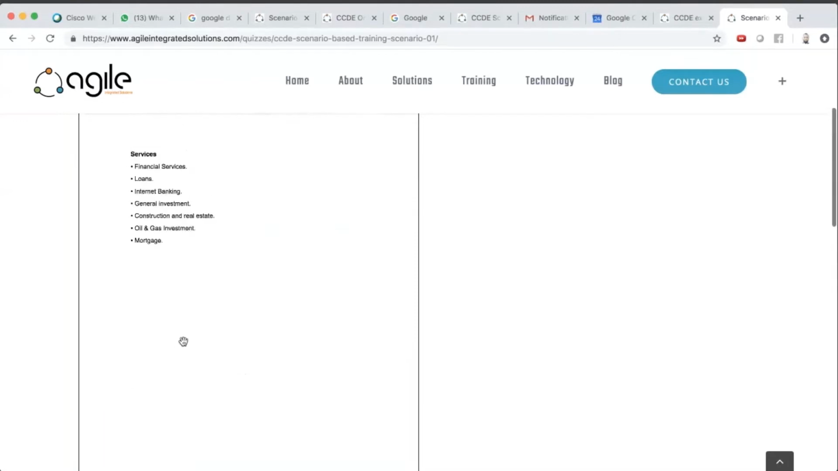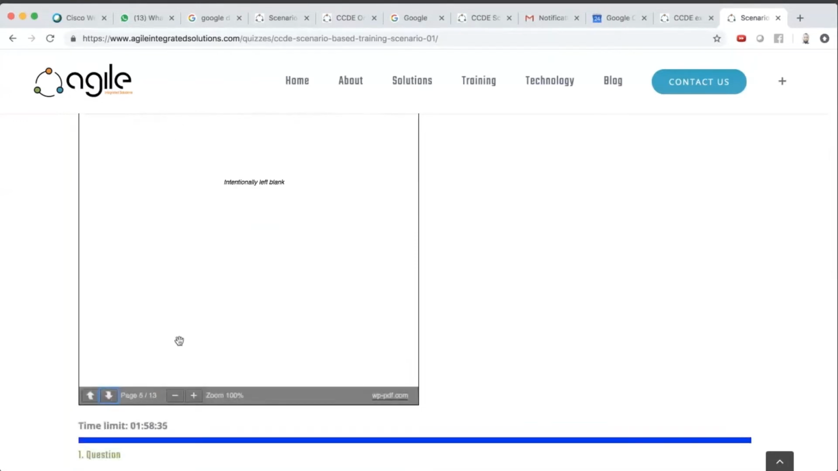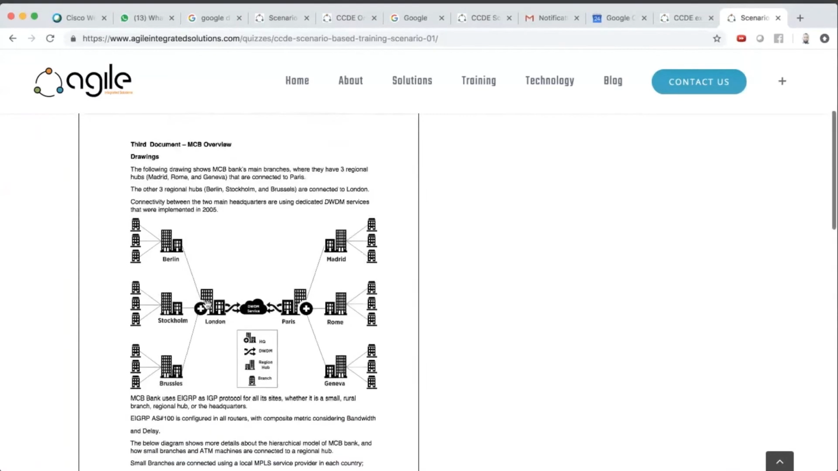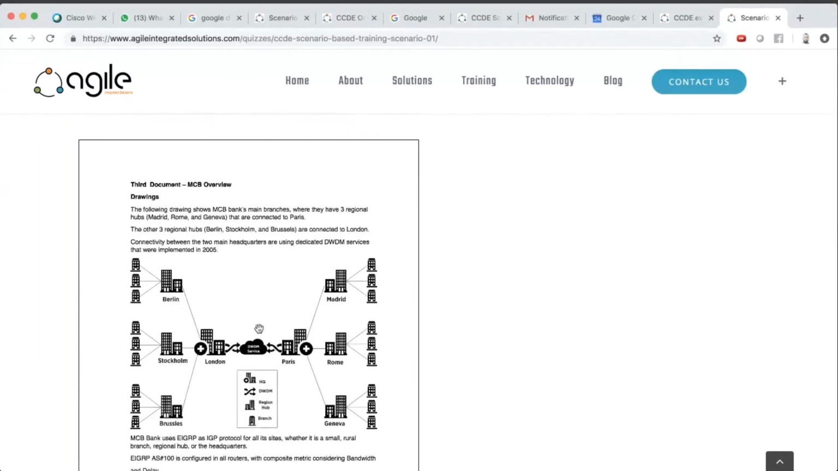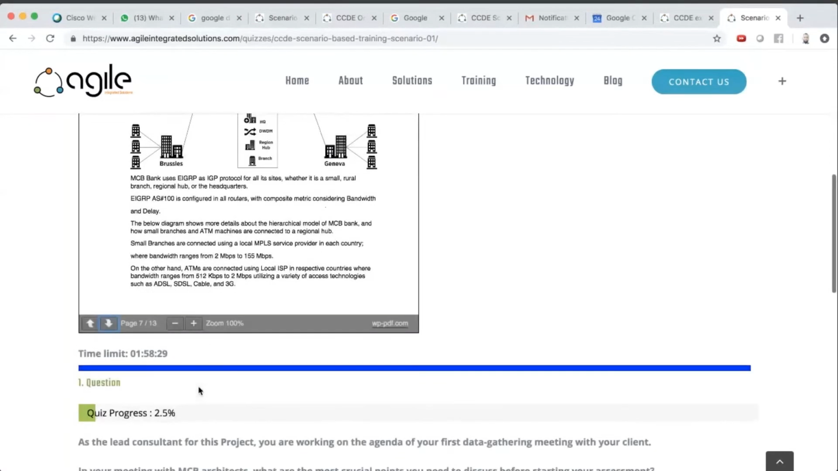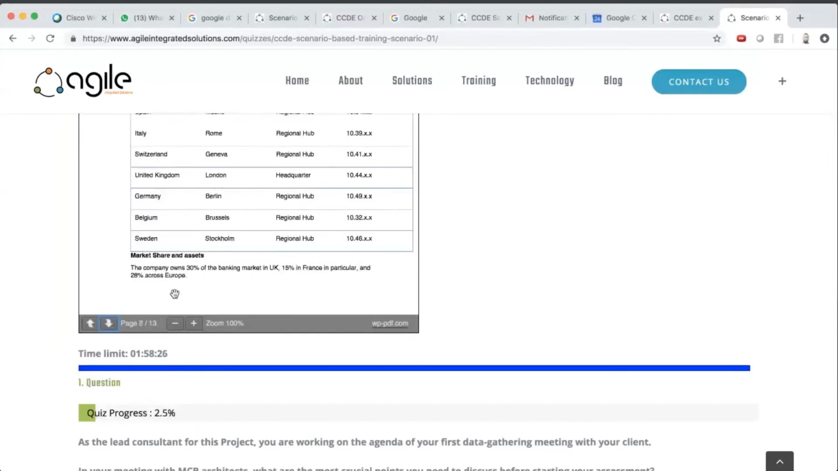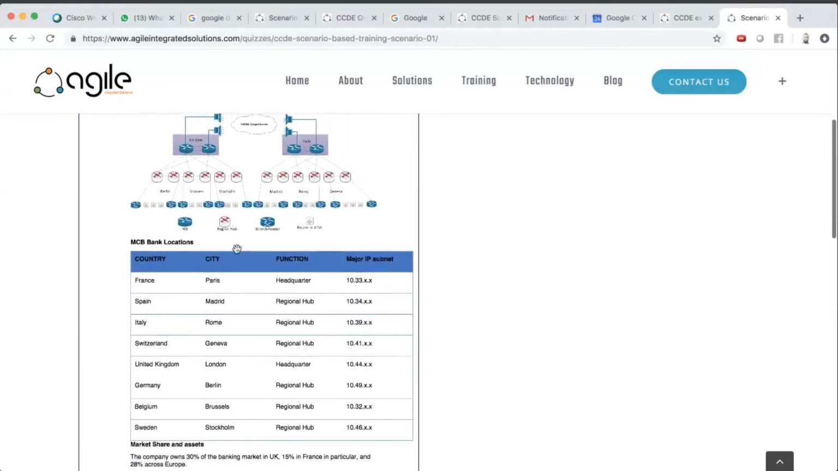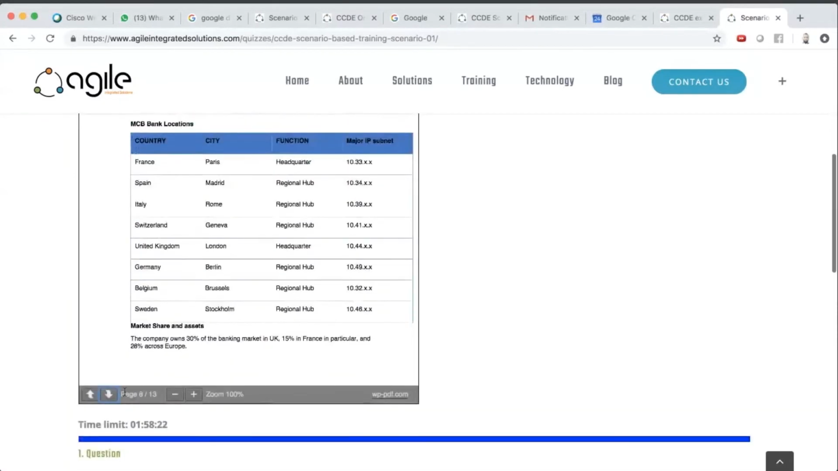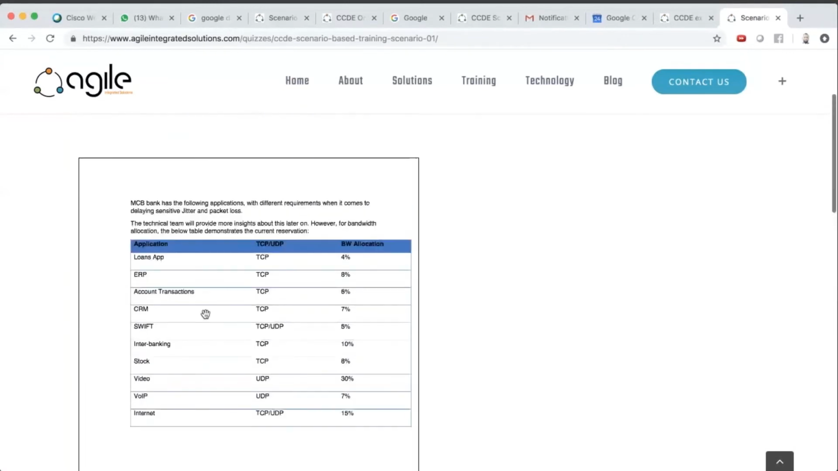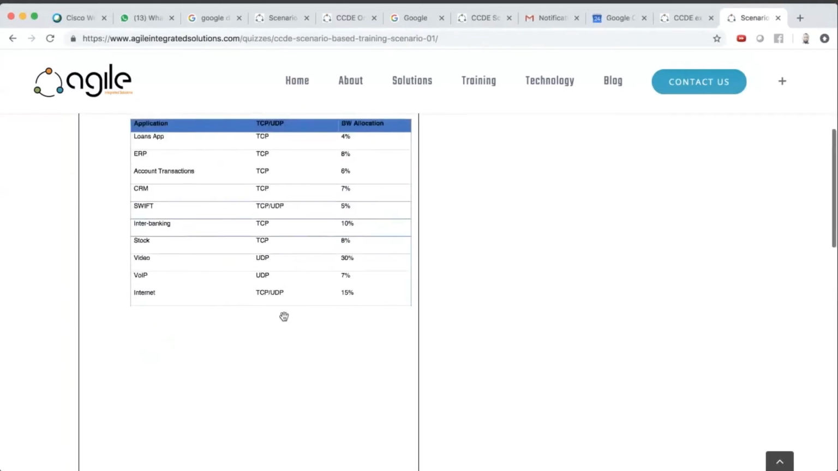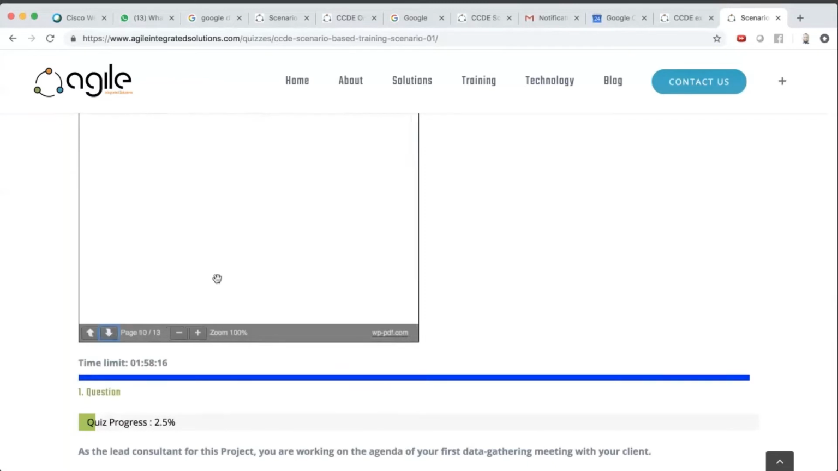So here we are talking about the services provided by the bank. Then you will find the drawing. It includes DWDM, and they have EIGRP. So you can start highlighting this important information. What are the branches? How are they connected? What are the applications and the bandwidth, the current bandwidth allocation?